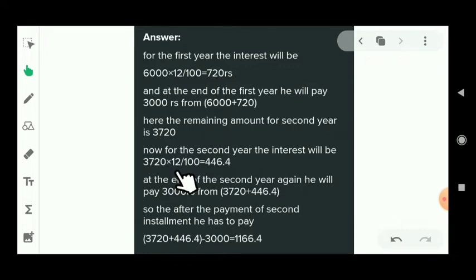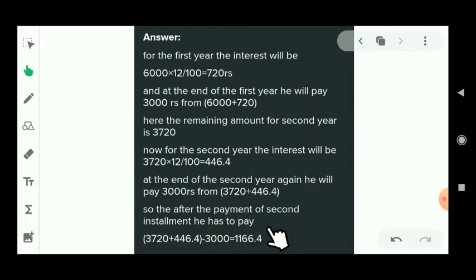is the rate, and the time, because for the second year it will also be 1 year, and it should be divided by 100. That means after solving it, its value will be 446.4. So at the end of the second year, he again will pay rupees 3720 plus 446.4. That means he has to pay after the second installment, when he paid again rupees 3000.